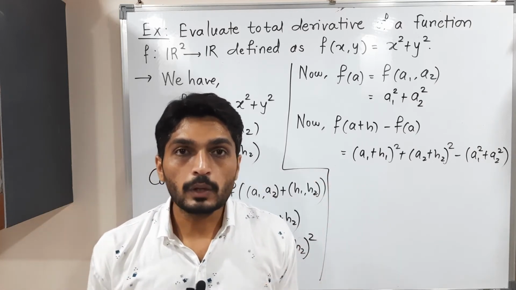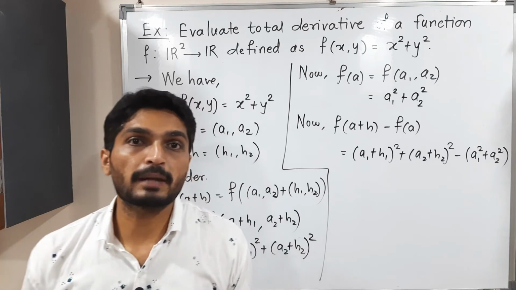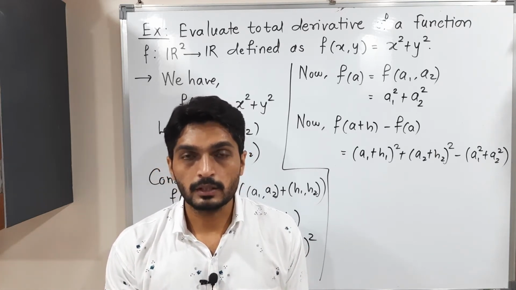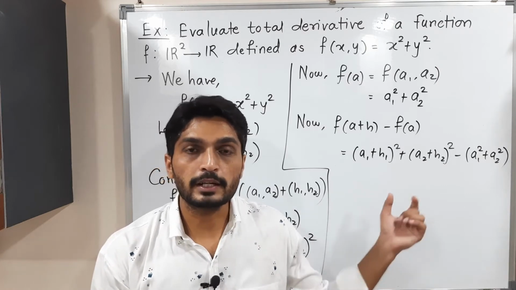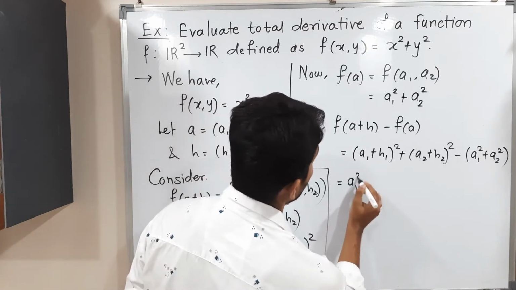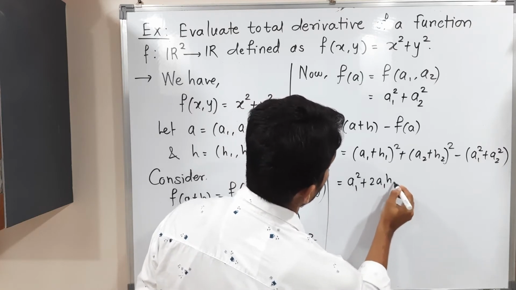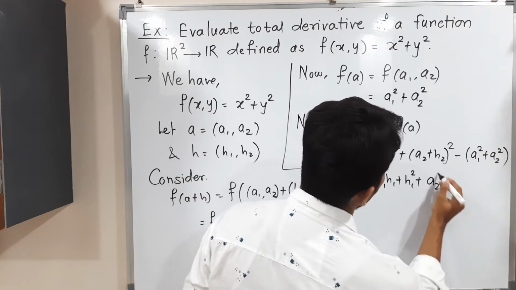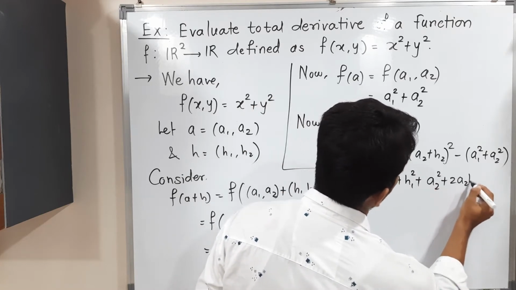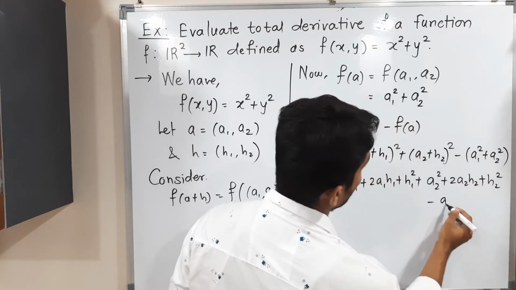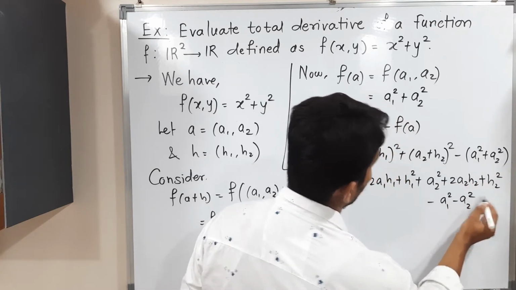So what will I do? I will follow the formula of (a plus b) whole square, which you know is a square plus 2ab plus b square. Let us follow the same formula for these two brackets. So this is equal to a1 square plus 2a1 h1 plus h1 square, and by the same formula, a2 square plus 2a2 h2 plus h2 square. When you solve the bracket, the sign will get changed: minus a1 square minus a2 square.